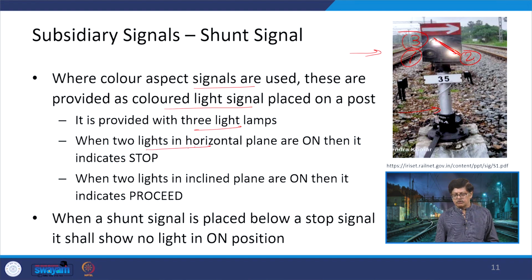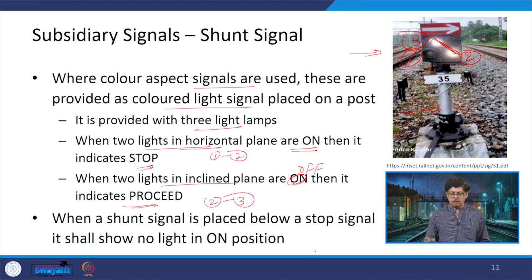When the two lights in horizontal plane are on, that means stop. So, if 1 and 2 are on, that should be a stop condition. Whereas when it is an inclined plane, then it is on, and it indicates that you are in a proceed condition. Sorry, this will be off, not on. So, here you are talking about 2 and 3. Those 2 and 3, they are on, that is indicating that you can come and proceed.